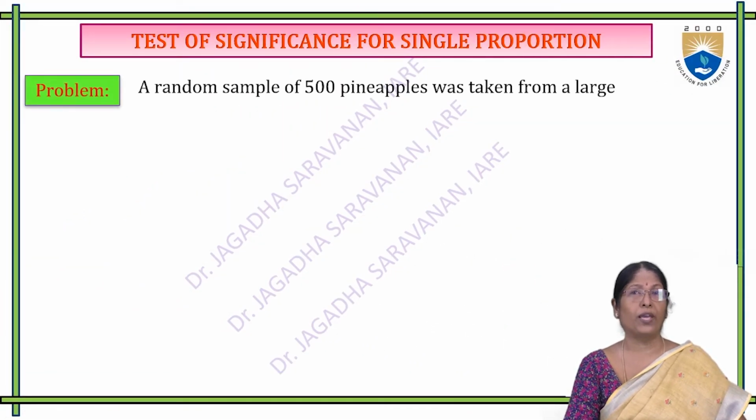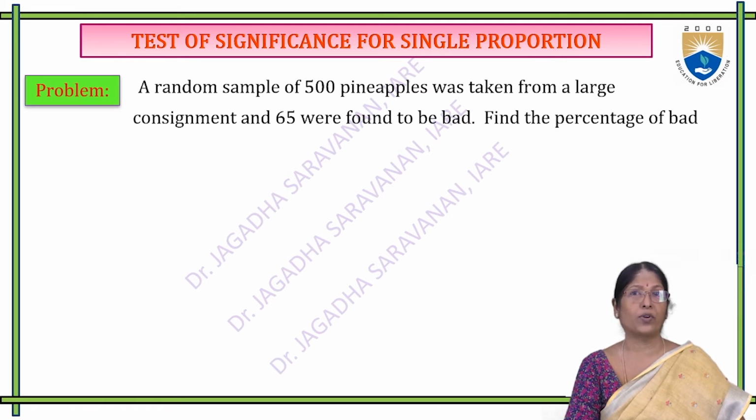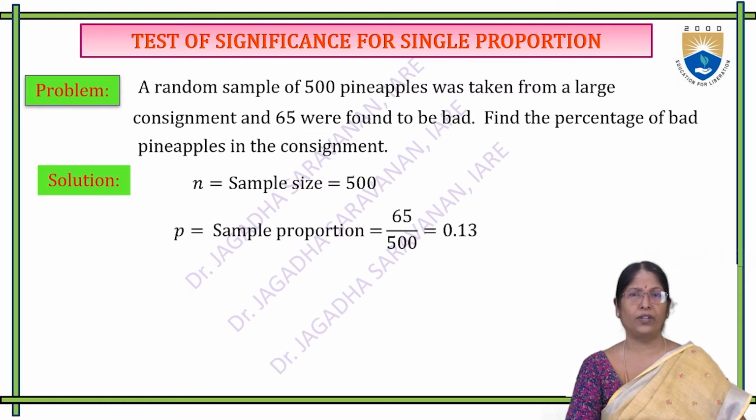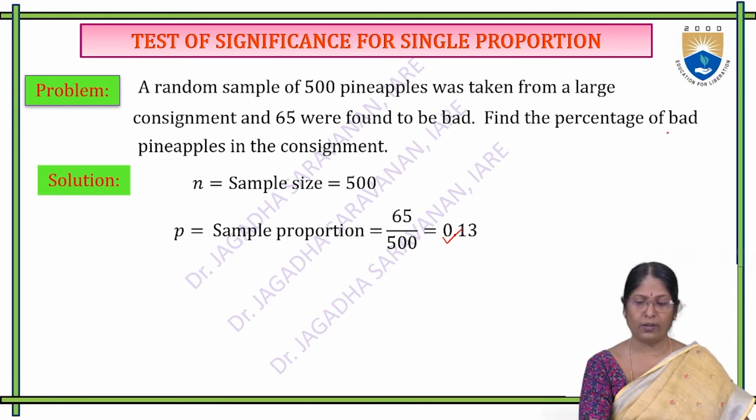So the next problem: a random sample of 500 pineapples was taken from a large consignment and 65 were found to be bad. So the sample is 500, from which we picked 65. The proportion is 65 by 500. Find the percentage of bad pineapples in the consignment. First, the sample size is equal to 500. For the sample proportion, the percentage of bad pineapples, we have to read the question carefully.